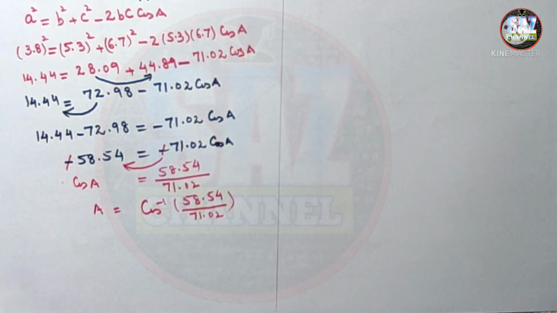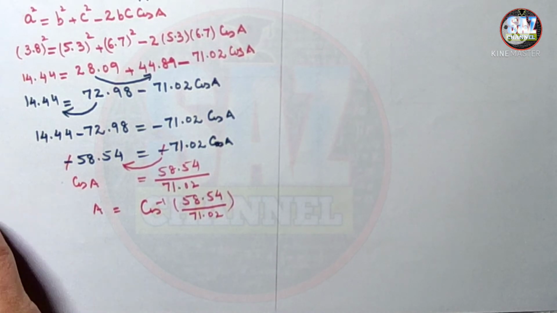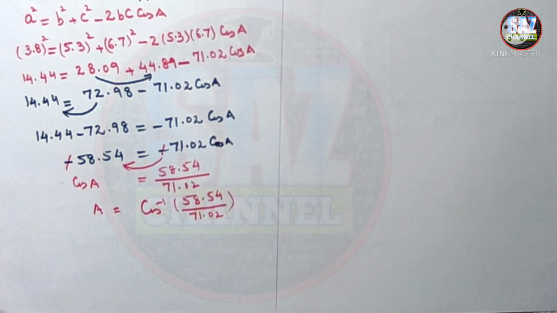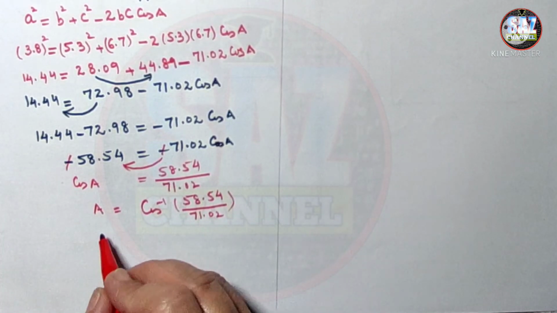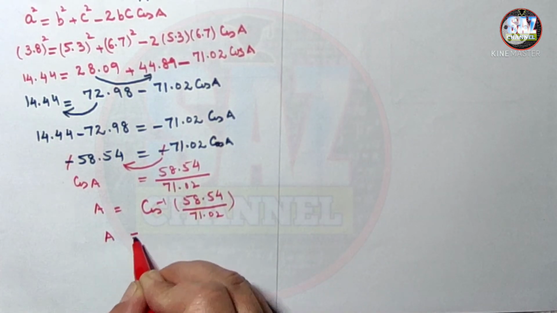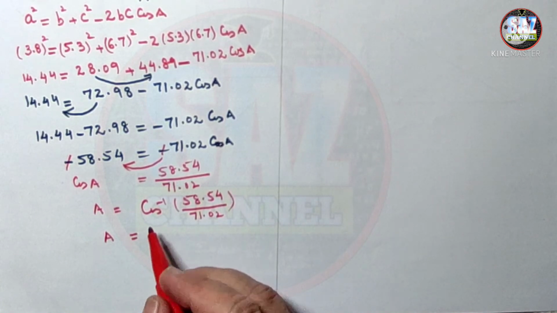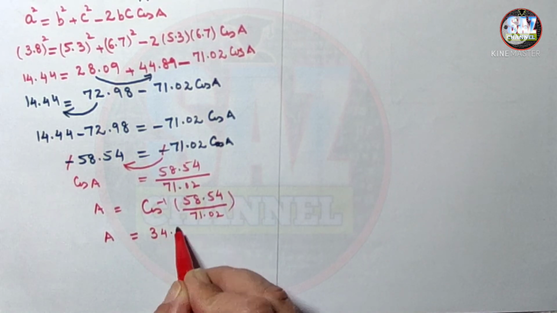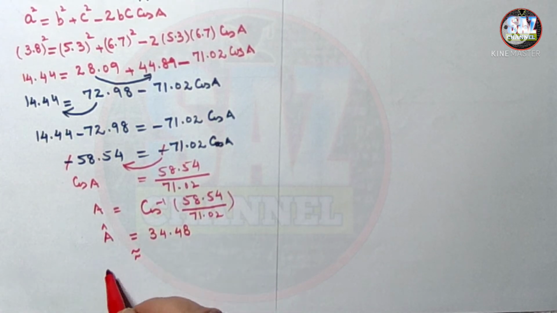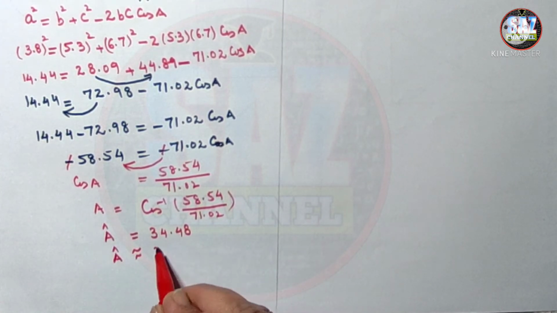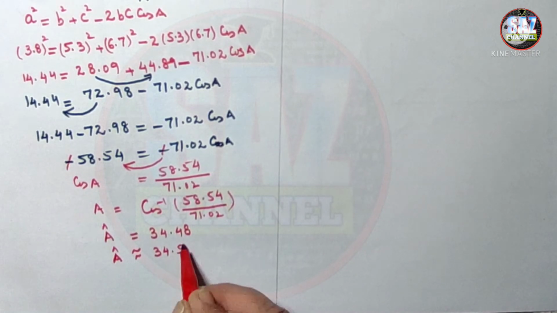71.02, cos inverse 58.54 upon 71.02, and close the bracket, and this gives me angle A equals to 34.48, or angle A approximately will be equal to 34.5 degrees.